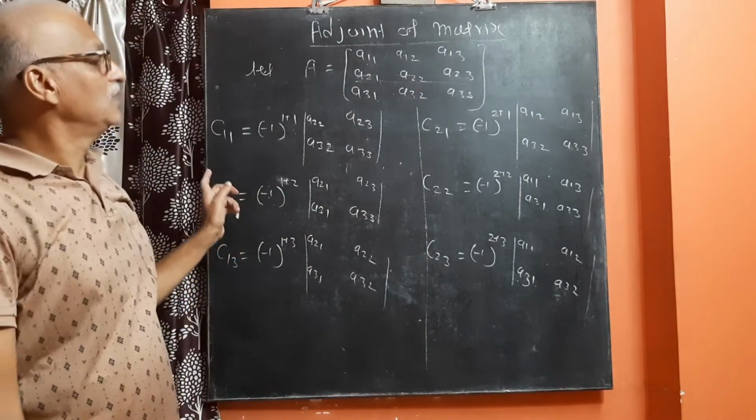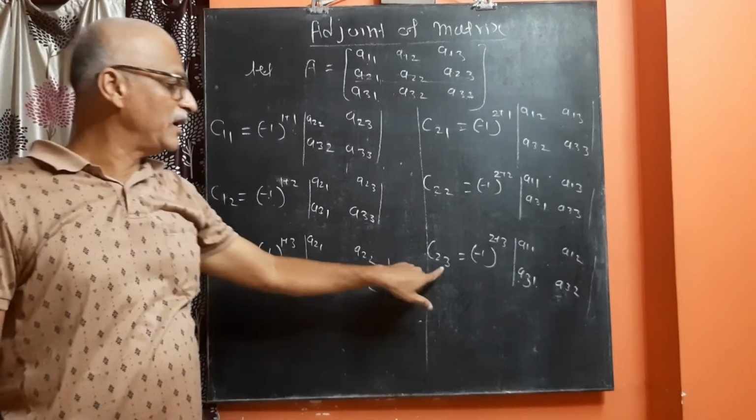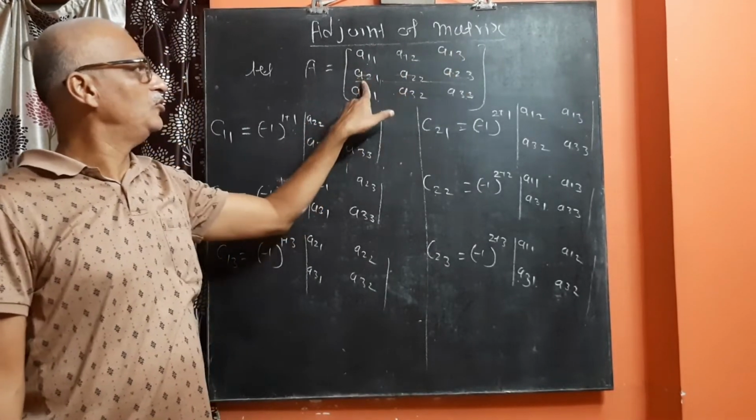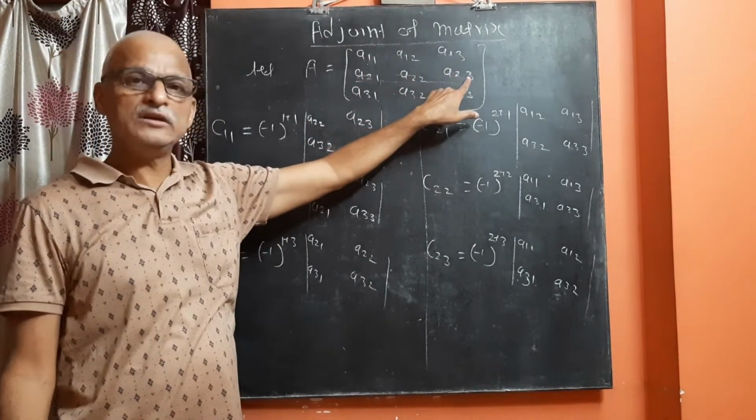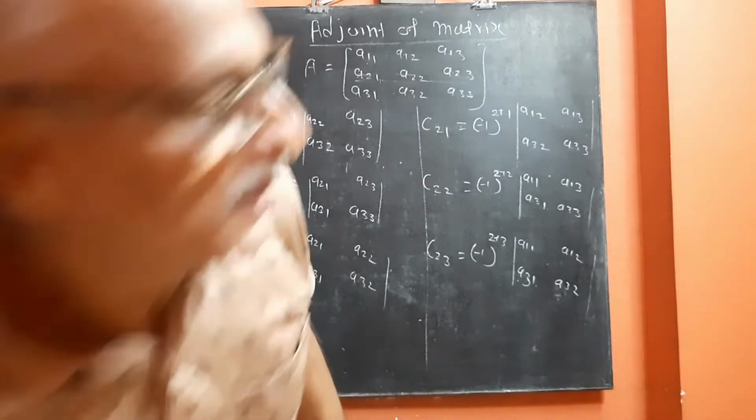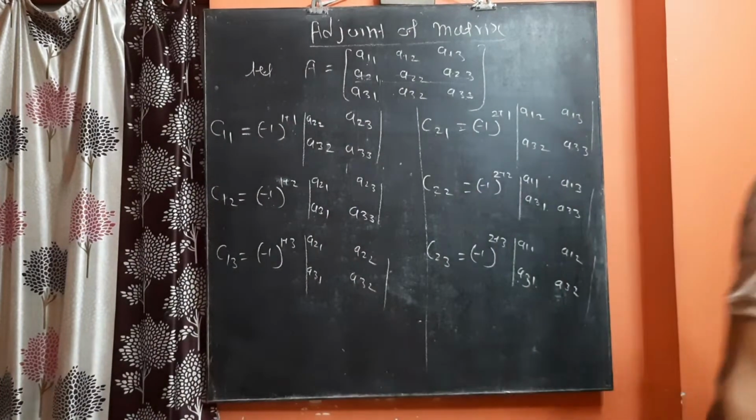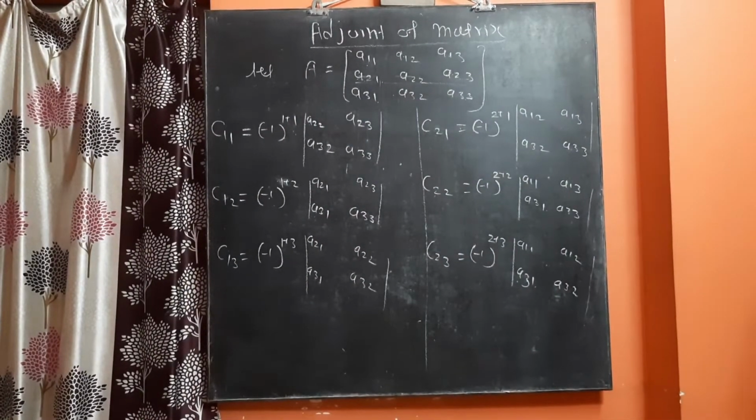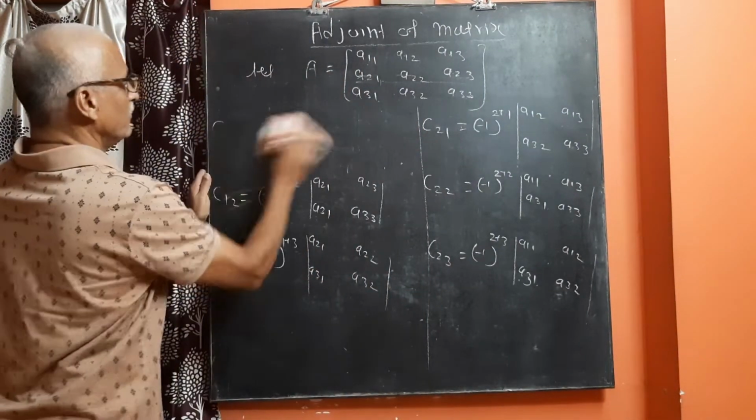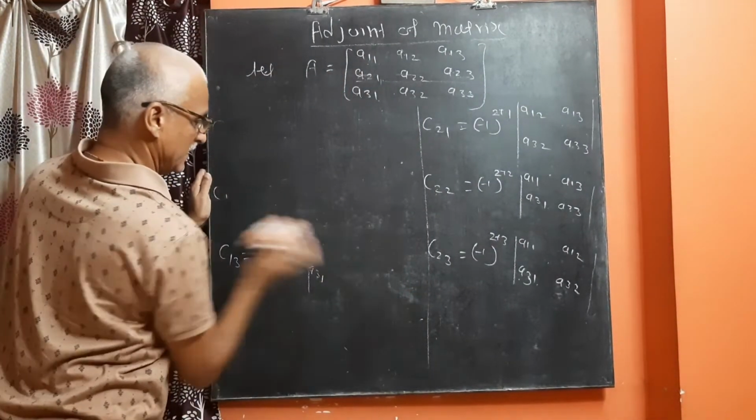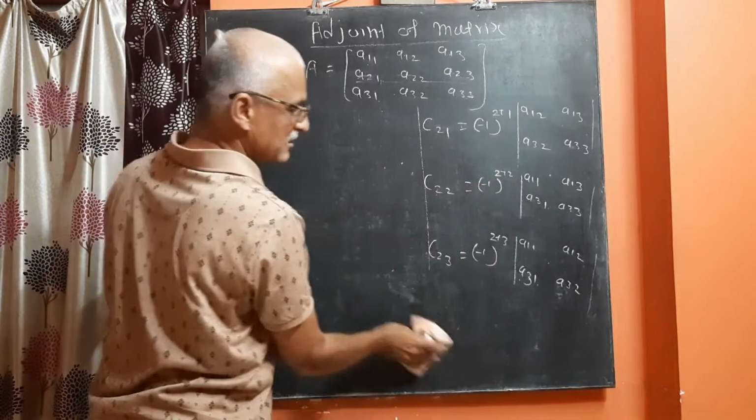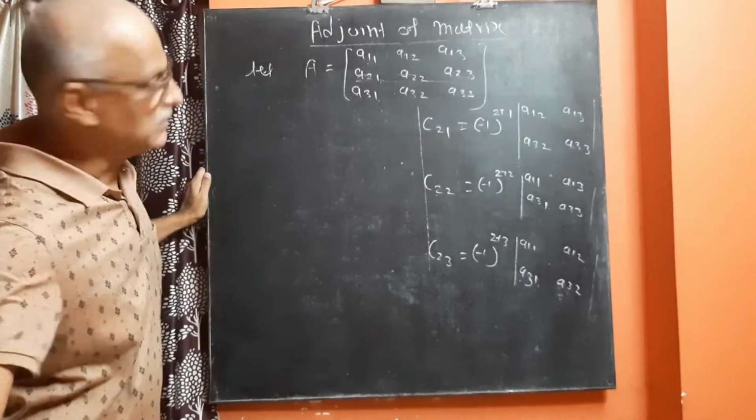Out of 9 we have found the 6 cofactors of 6 elements. 1 1 is done, 1 2 is done, 1 3 is done, 2 1 done, 2 2 done, 2 3 done. The remaining are 3 1, 3 2 and 3 3. You have to expand and solve the value of each determinant afterwards.